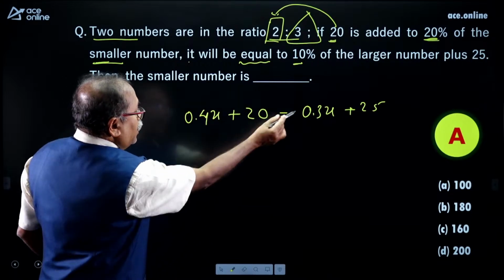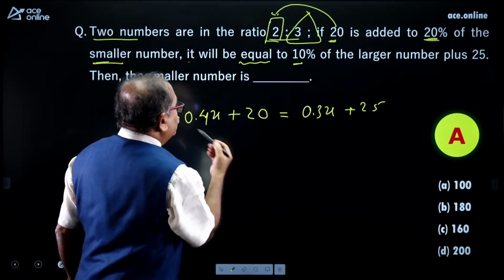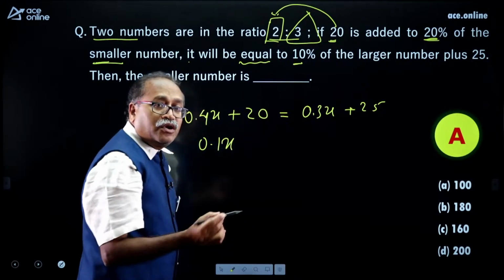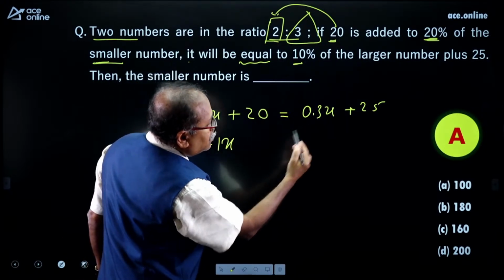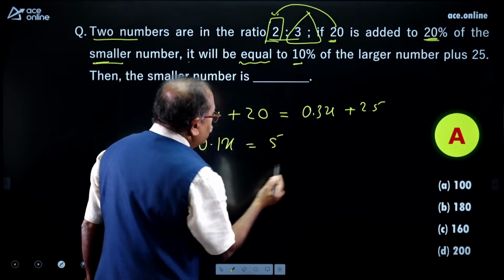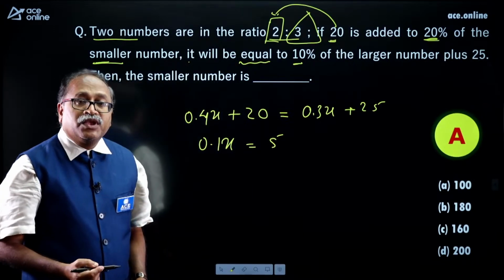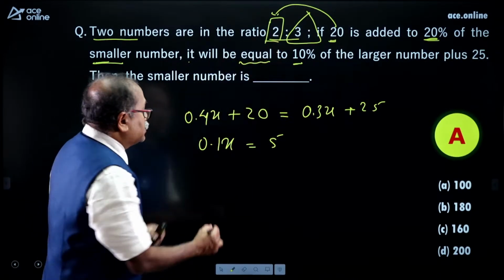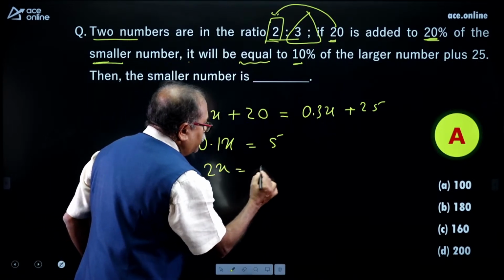So fine, I notice that the 20 and the 25 terms combine, giving 0.1x is equal to 5. So x is equal to 50. Am I right? If the x is equal to 50, then 2x will be 100.